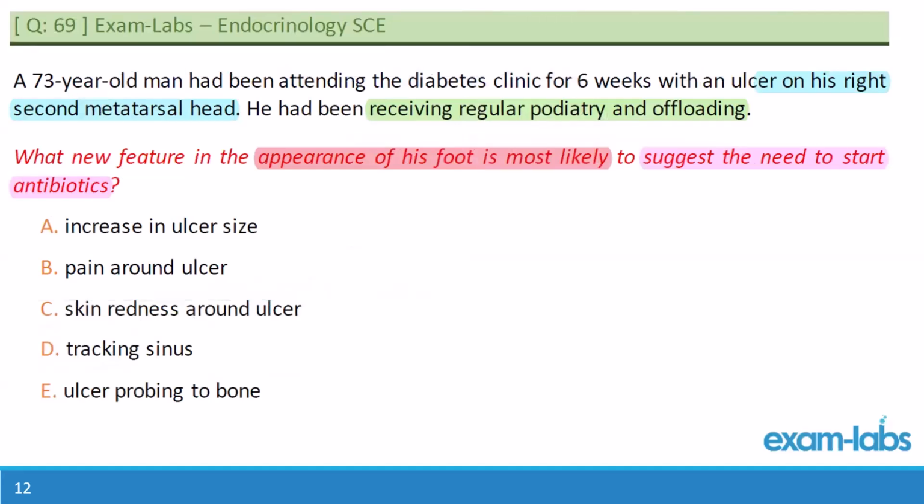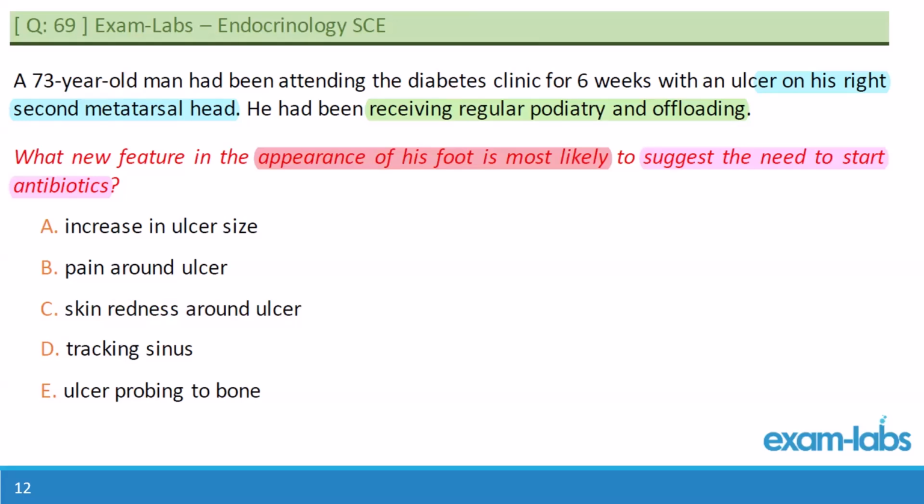And actually, this question was repeated in a previous exam. In our exam in 2018, there was a question like this. A 73-year-old male attending the diabetes clinic for 6 weeks with an ulcer on his right second metatarsal head, receiving regular podiatry and offloading. What new feature in the appearance of his foot is most likely to suggest the need to start antibiotics?